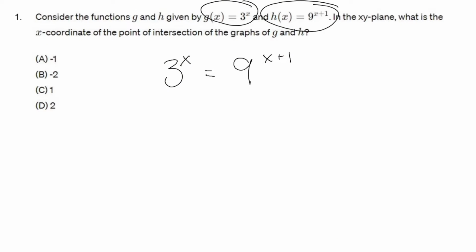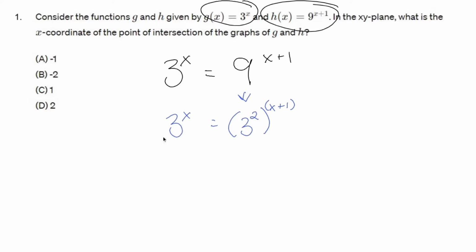Should I get logs? Nah, I need a calculator for that. But you know what I could do? I could change that 9 into 3 squared. Yeah, so I have 3 squared to the x plus 1. And you know what? Let me throw parentheses there, and you'll see why in a second. That's going to equal 3 to the x.